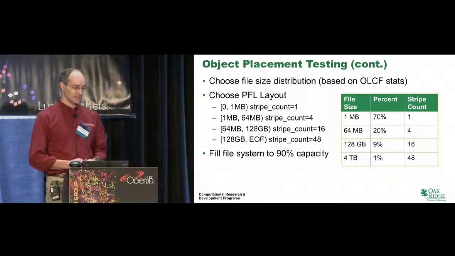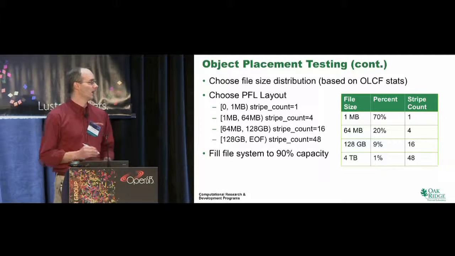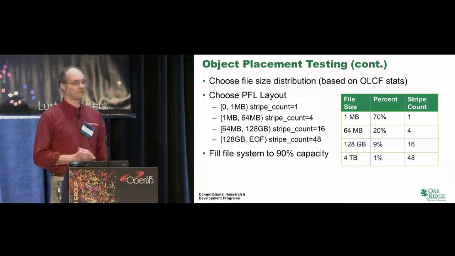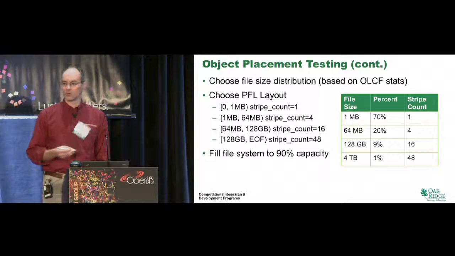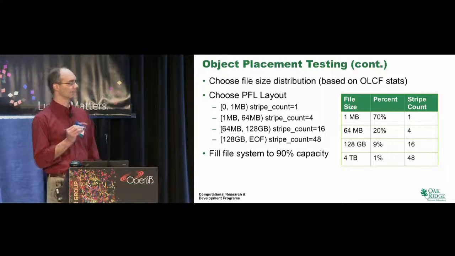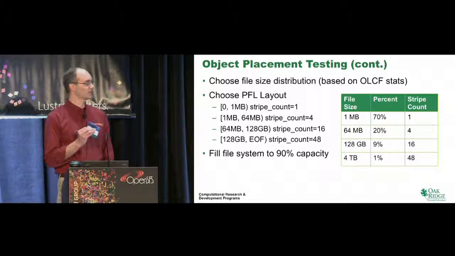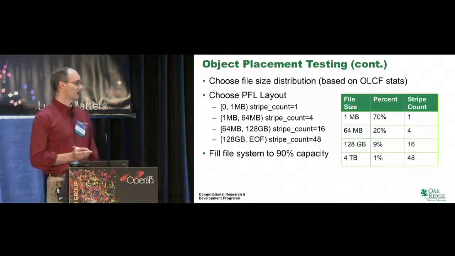So the first thing we needed to do was choose a file size distribution. We looked at some stats from the Oak Ridge Leadership Computing Facility, and managed to break it up into four buckets based on the file size. About 70% of the files were about a megabyte, about 20% are 64, et cetera. And then we chose what we considered a reasonable stripe count for our small test file system. The 1 meg file should be stripe count 1, 64 will do stripe count 4, and the largest ones will go stripe count 48. So that's our ideal test case.